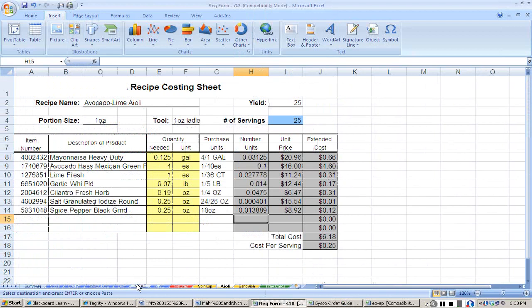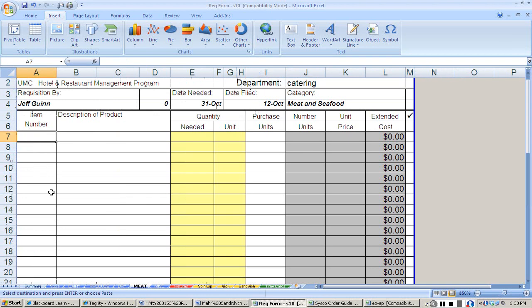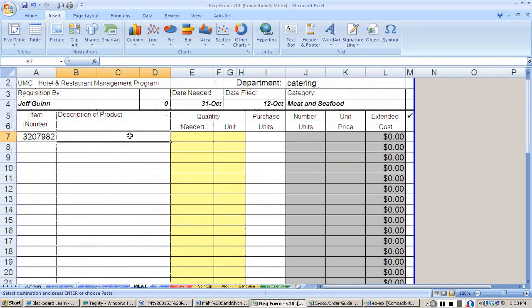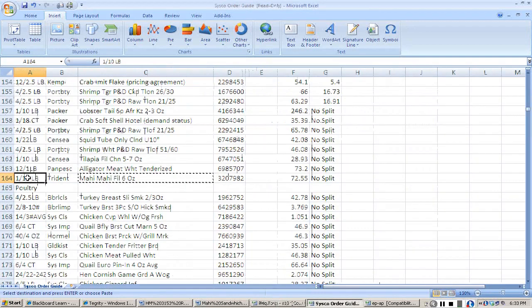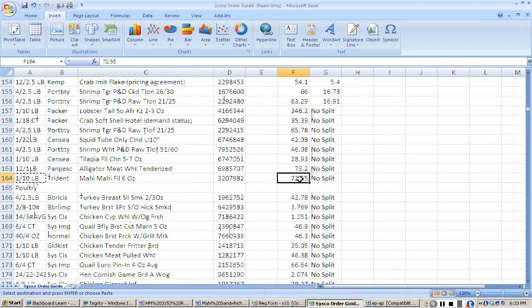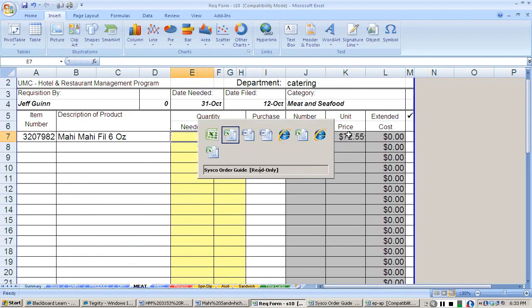Mahi is going to go under the meat and seafood tab. Mahi fillet, 6 ounce. Purchase units, and price $72.55. Alright, so quantity needed. Go to our recipe. It tells us we need 25 6-ounce fillets.